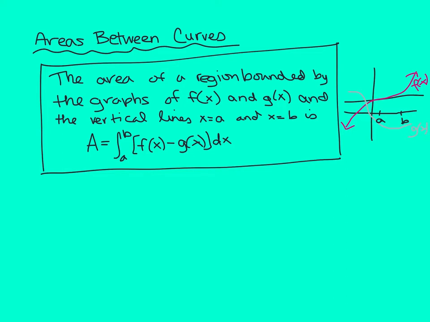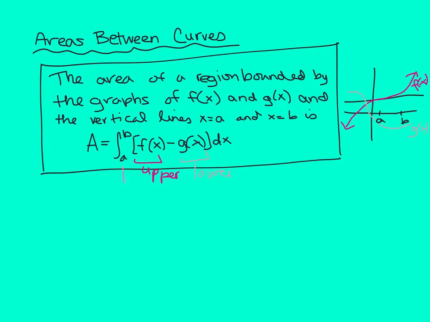So if we have two graphs, I'm going to call them f of x and g of x, to find the area bounded by those two graphs between two x values, you are going to do the upper function, and by upper I mean higher up, minus the lower function. So just make sure that you do those in order. Same thing as you had before when you were doing the area.